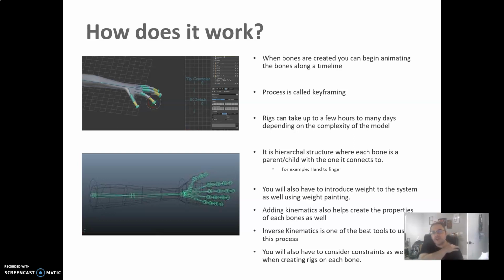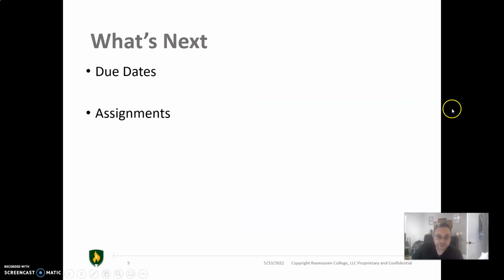Adding kinematics also helps create the properties of each bone. Inverse kinematics is one of the best tools used for this process. You also have to consider constraints on each bone when creating rigs. That's why every element matters. That's pretty much it, just a little overview of rigging.